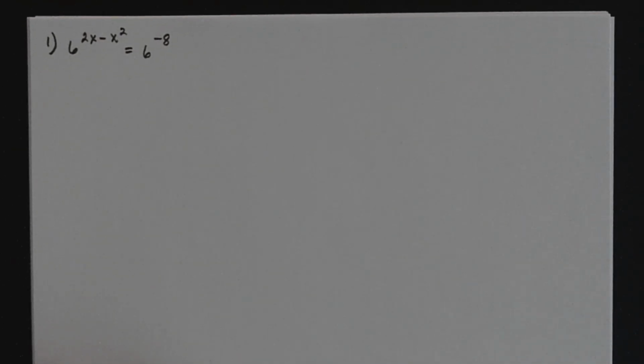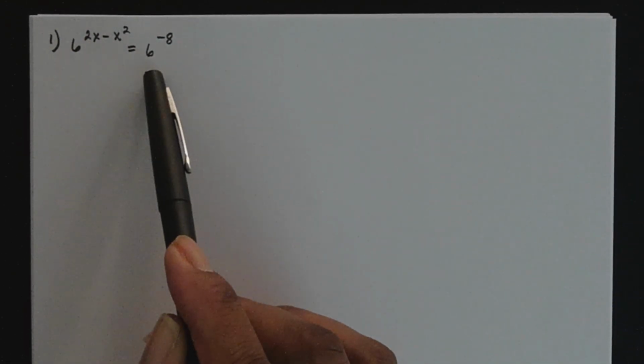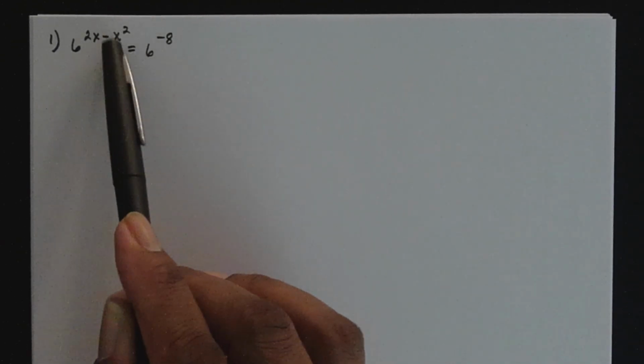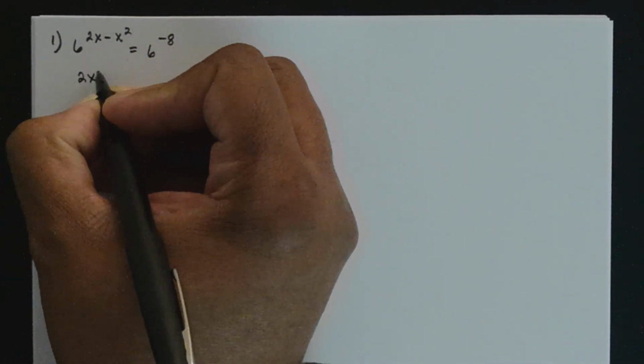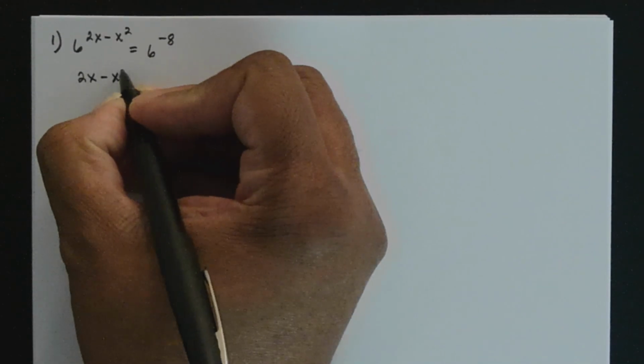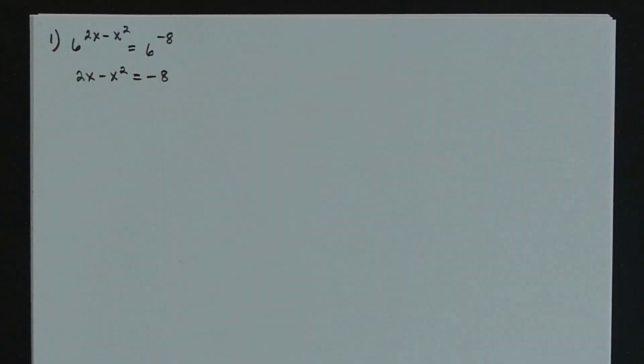All right, in this case here, we have an exponential equation that we're going to solve for x. Now notice in this case that our bases are the same. And once the bases are the same, I can set this exponent to be equal to the other exponent. So I'm going to have on the left side 2x minus x squared is equal to negative 8.